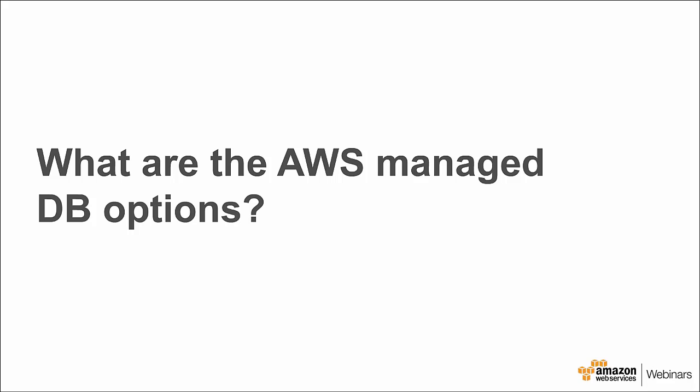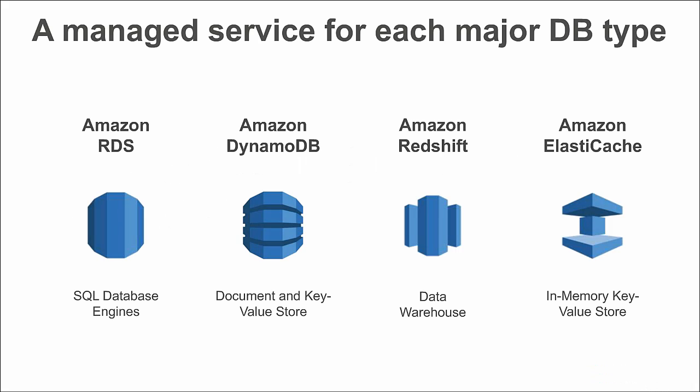So let's quickly review some of the managed database options that exist here on AWS. You've got Amazon RDS, which provides you SQL database engines, relational databases; Amazon DynamoDB, which is our document key-value store; Amazon Redshift, which is our data warehouse solution; and Amazon ElastiCache, which is our in-memory key-value store. We will talk more about each one of these throughout the presentation.